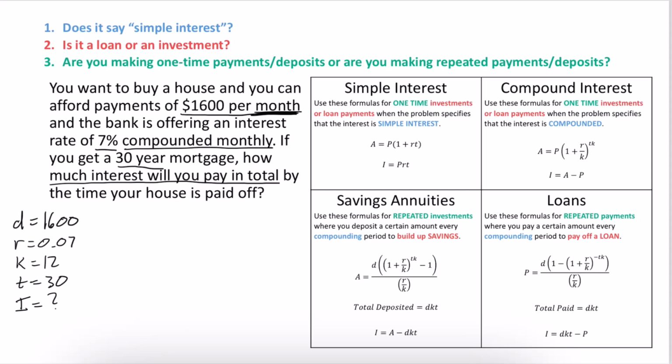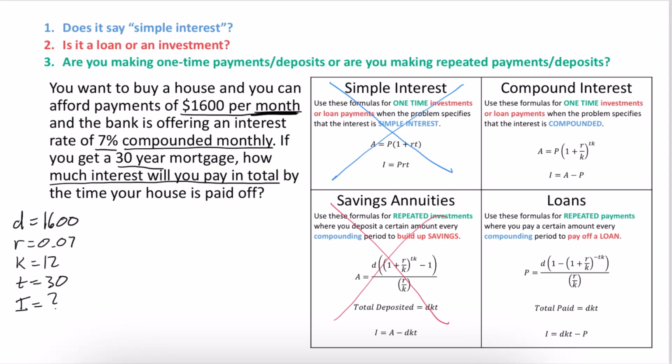So let's go ahead and go through those. On question 1, it says, does the problem say simple interest? Well, no, it actually specifically said the interest was compounded, so that means we can eliminate the simple interest situation. Then we can say, is this a loan situation or is this an investment? Well, we bought a house and we're paying off the house, so that means it's a loan situation, and we can eliminate the savings annuities one.